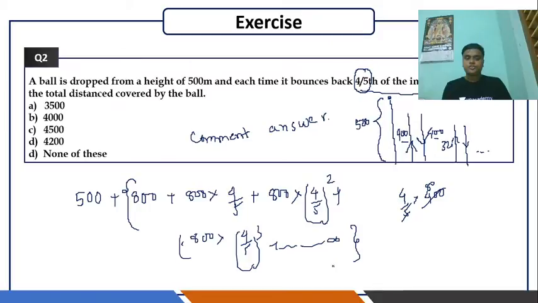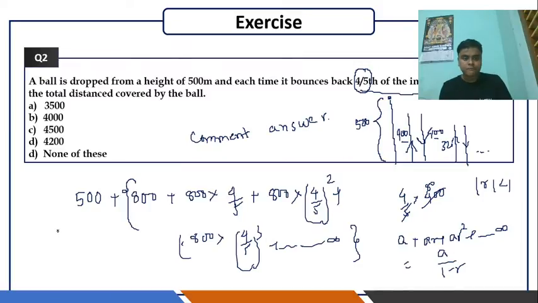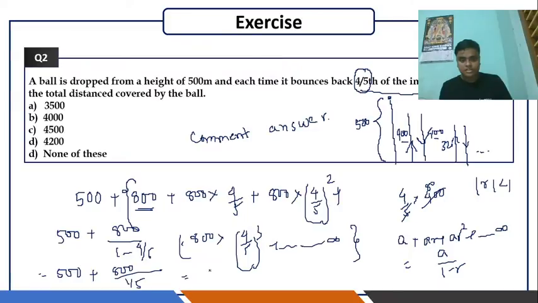Okay, so here if you know that if I have a plus ar plus ar square and so on up to infinity, where mod r is less than 1, then it is equal to a by 1 minus r. So we will be applying this over here. So the answer is 500 plus, here the value of A is 800, 800 by 1 minus R. What is the value of R? R is equal to 4 by 5. So let's write 4 by 5. I am obtaining the answer as 500 plus 800 by 1 by 5, which is equal to 4500. So 4500 is the right answer. Okay. So option C is right.